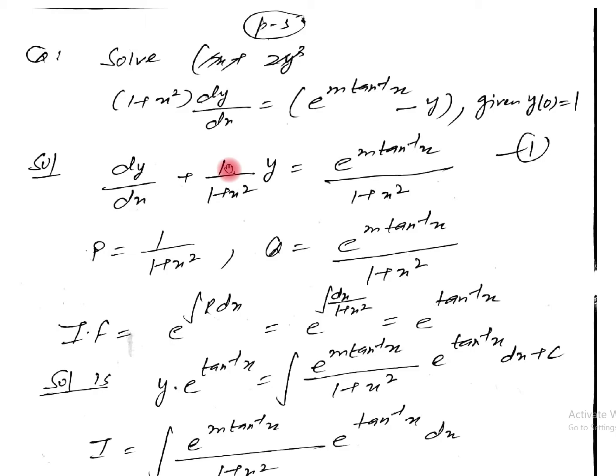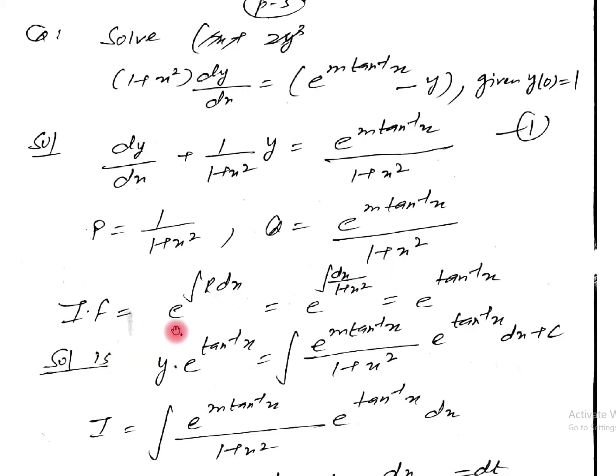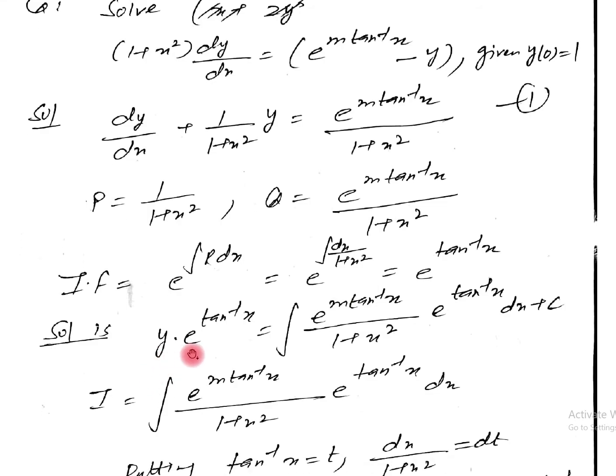Now here p is 1 upon 1 plus x square, q is e raised to power m tan inverse x upon 1 plus x square. Now the integrating factor is e raised to power integral of p dx. Putting the value of p here, e raised to power integral of dx upon 1 plus x square, which is tan inverse x. Therefore the solution is y into integrating factor equal to integral of q into integrating factor dx plus c.